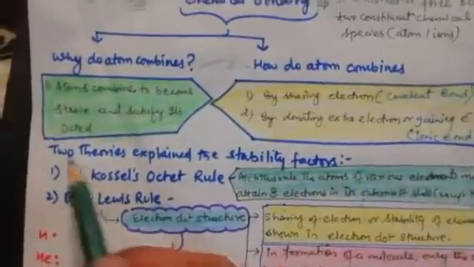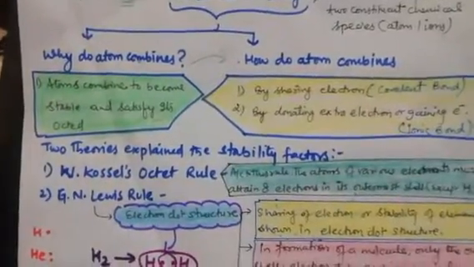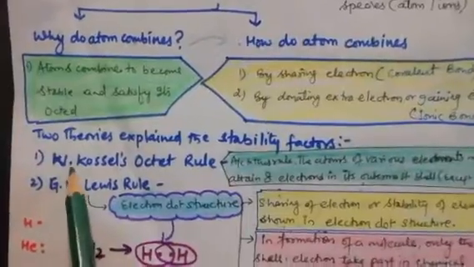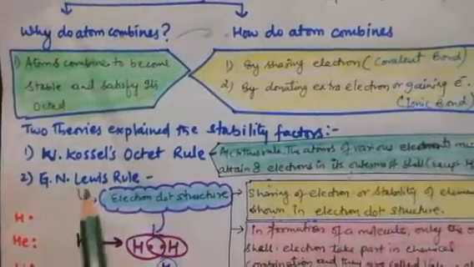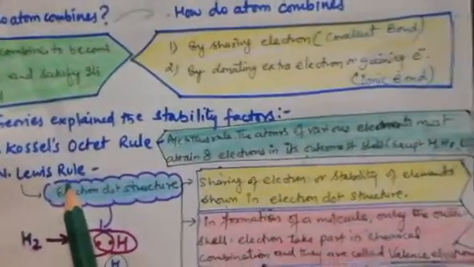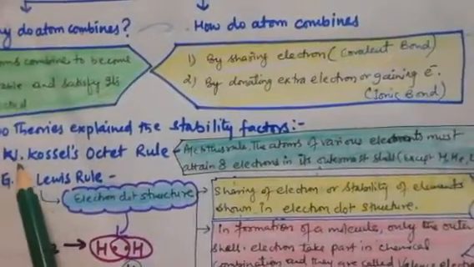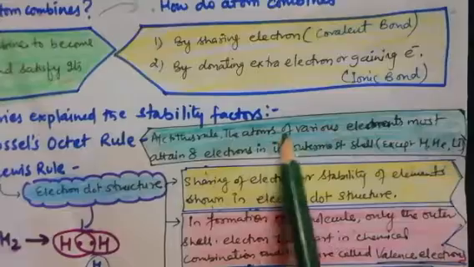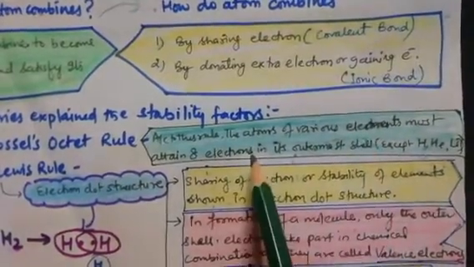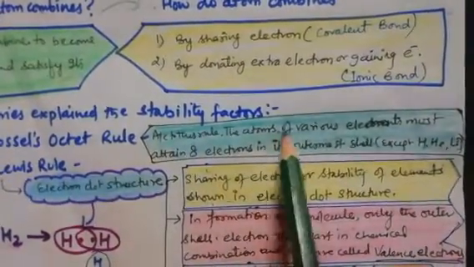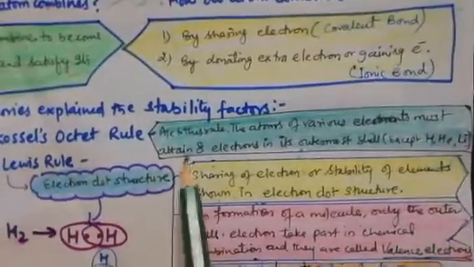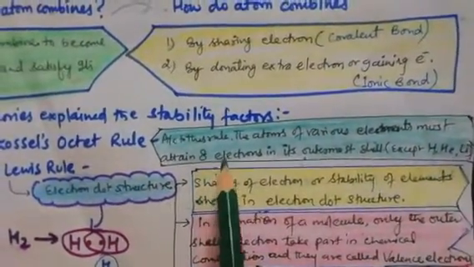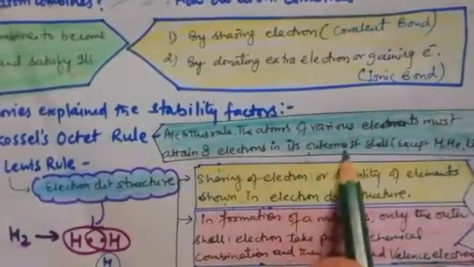There are basically two theories that explain the stability factors. Which stability are we talking about here? That is W. Kossel's octet rule and G. N. Lewis's rule. One by one, let's discuss. First, let's discuss W. Kossel's octet rule. According to this rule, the atoms of various elements must attain 8 electrons in the outermost shell. It means that every element should have 8 electrons in its outermost shell.